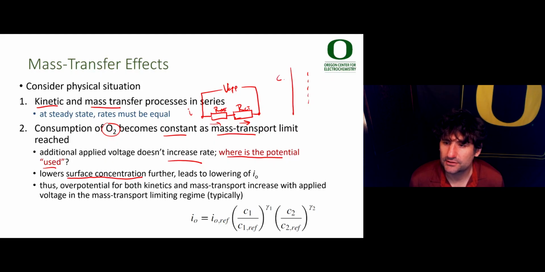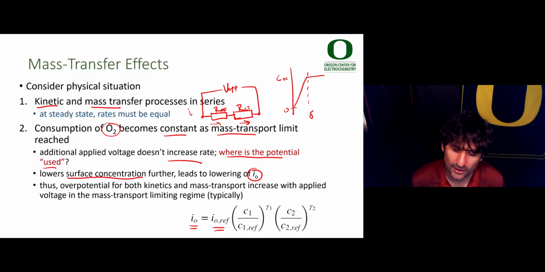If we plot the concentration of, say, O2, we can have delta, and we're going to get closer and closer to zero here, concentration at the electrode surface, as we drive that overpotential more and more negative. Now, if you lower the surface concentration, this actually leads to a lowering of the exchange current density. The exchange current density is defined below here.